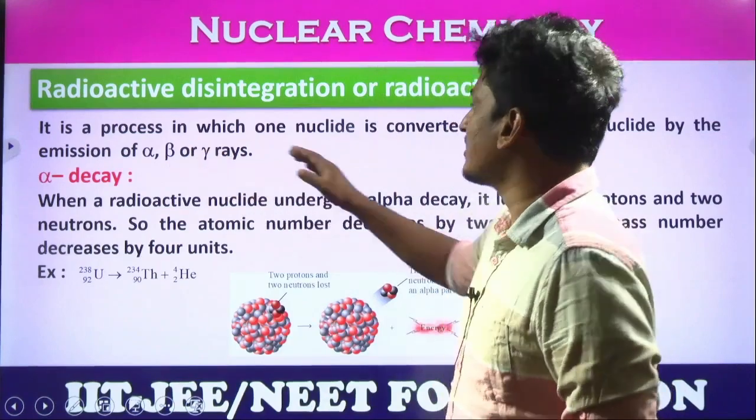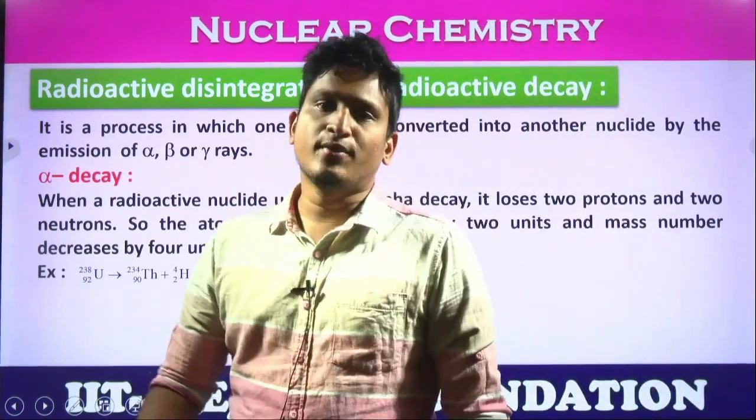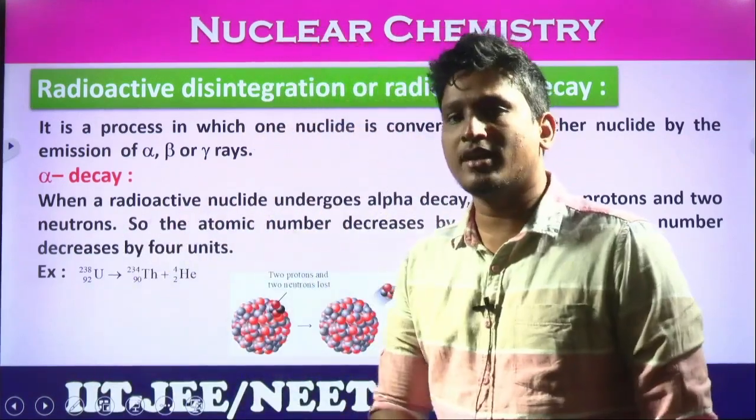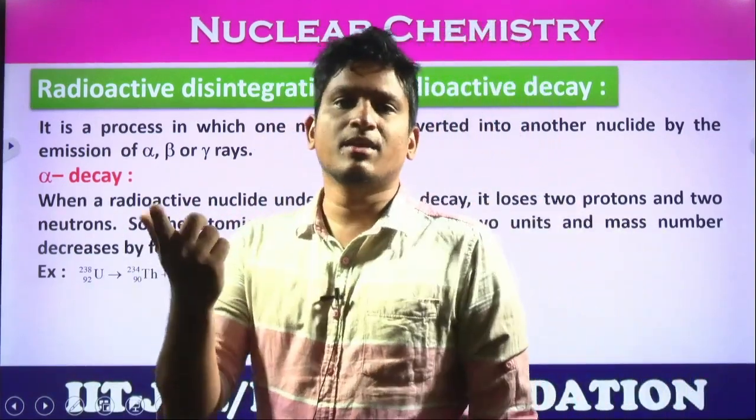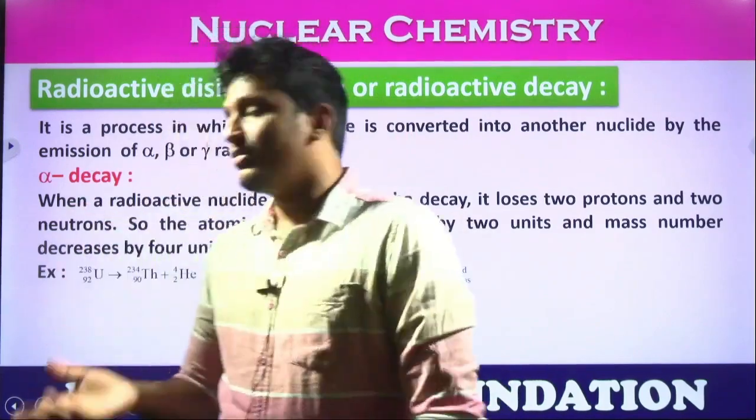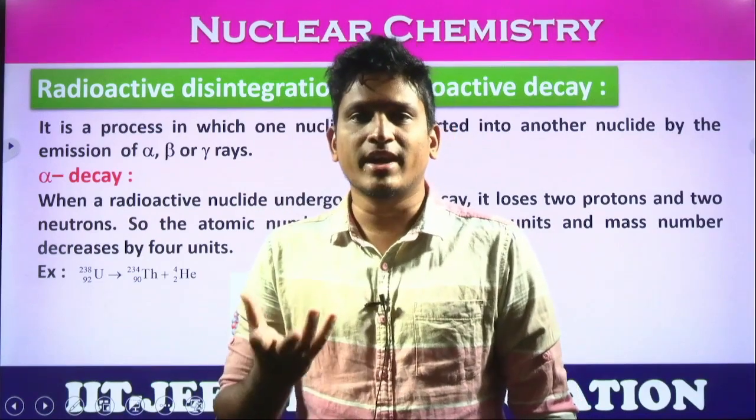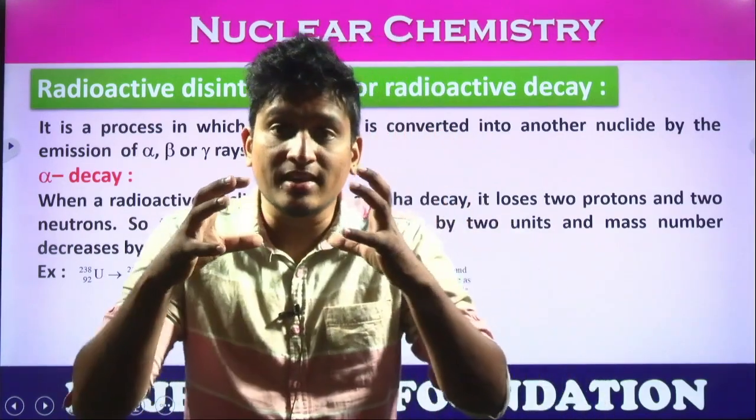So it's a process in which one nuclide is converted into another nuclide by the emission of alpha, beta and gamma rays. So first we have alpha decay. What is alpha decay? Alpha decay means losing two protons and two neutrons. Yes or no? You already know, sir, why they are losing. Still, if you have these kind of doubts, why is any particle losing? Because of the nuclear instability.